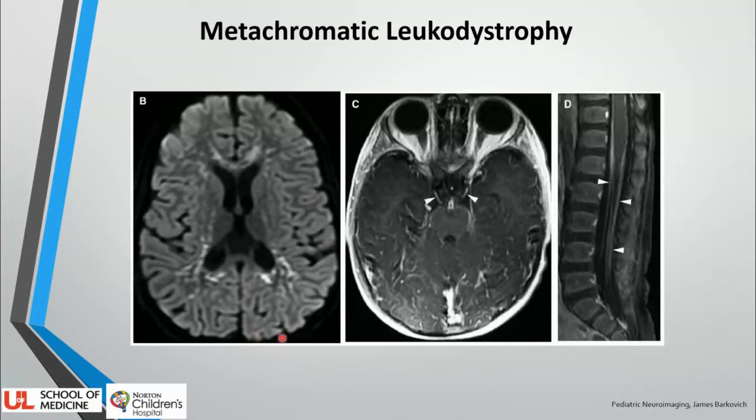The image on the left is an example of a diffusion trace sequence showing restricted diffusion seen as bright signal in the peritrigonal white matter. There is also some restricted diffusion in the genu and the frontal white matter as well. Images in the center and to the right are post-contrast T1 weighted images showing abnormal enhancement of the oculomotor nerve in the brain and cauda equina in the lumbar spine.